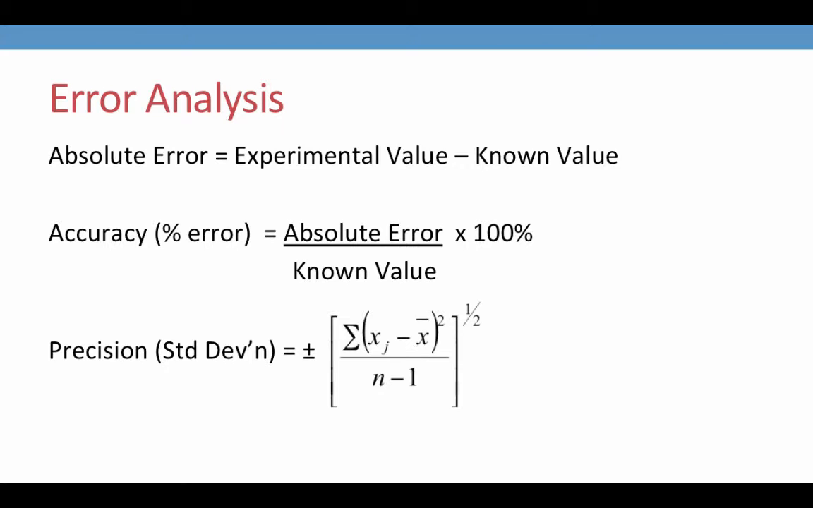Precision looks at the wobble room between measurements, and it is expressed as a positive and negative value at the same time. This means precision gives a range higher and lower than your reported average value in which the measurements can vary. Precision is calculated as the square root of the sum of each value minus the average squared, divided by the number of values minus 1. You will apply these calculations to your own data as well as to the class data.